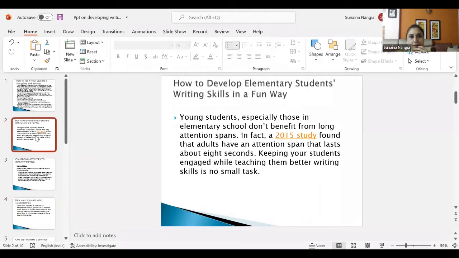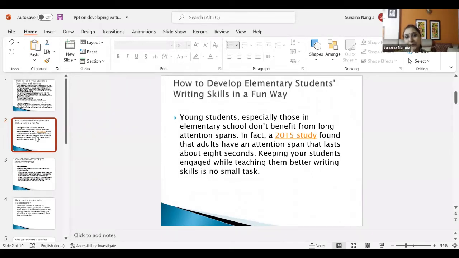How to develop elementary students' writing skills in a fun way. Now this goes for 1 to 8, because 1 to 8 is considered primary according to CBSE. And with the new way of how they've distributed the class levels, till 8, they need to be guided at times, for certain topics. Young students, especially those in elementary school, don't benefit from long attention spans. Their mind is not conditioned to listen to you for more than 20 minutes. In fact, a 2015 study found that adults have an attention span that lasts for about 8 seconds.